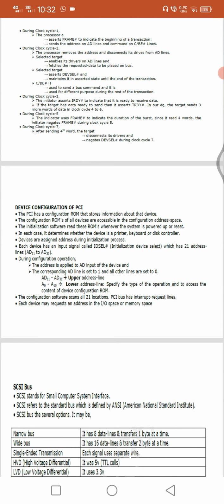The PCI bus has interrupt request lines. Each device may request an address in the input output space or memory space. So we have two address lines, the upper address line and the lower address line. The upper address line is AD11 to AD31. Next, the lower address line is AD0 to AD10.